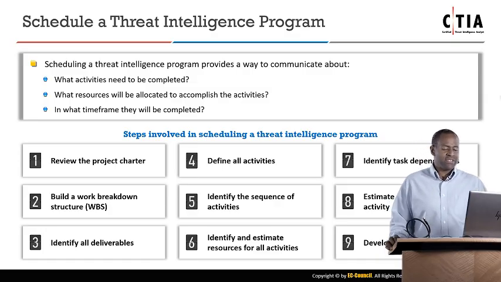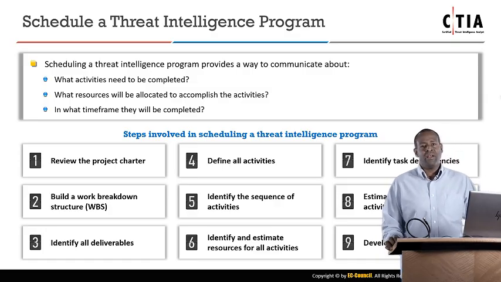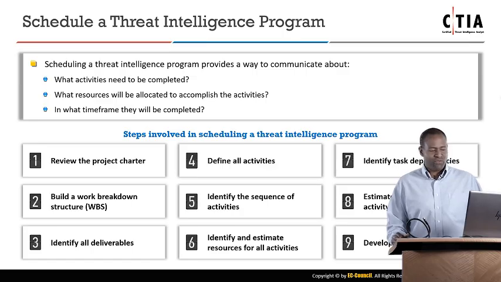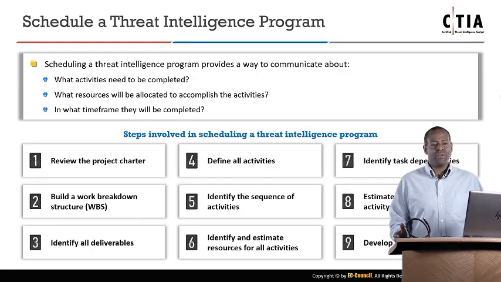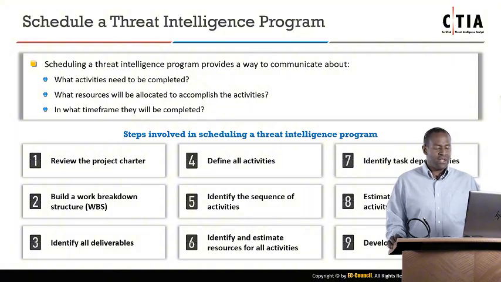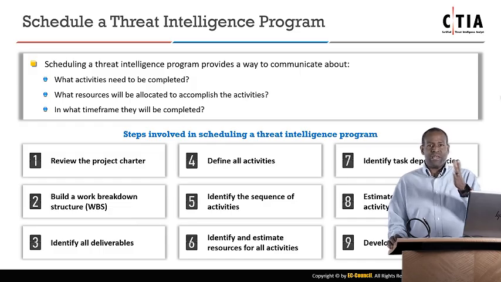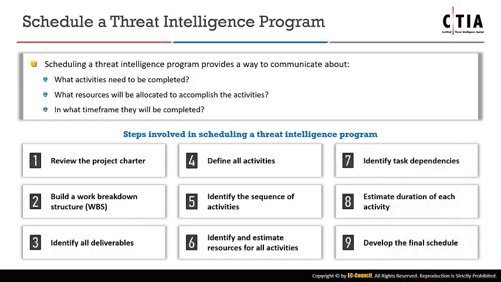Number five, identify the sequence of activities. So we take all of the activities, the deliverables, and the work that's being scheduled, and we put it into a timeline. We can estimate the resources needed for that timeline and put together a sequence of activities that we can follow over time. Number six, identify and estimate resources for all activities. And resources are not just dollar signs, money, right?